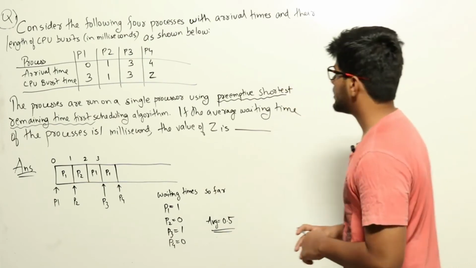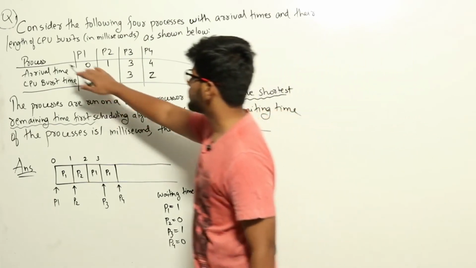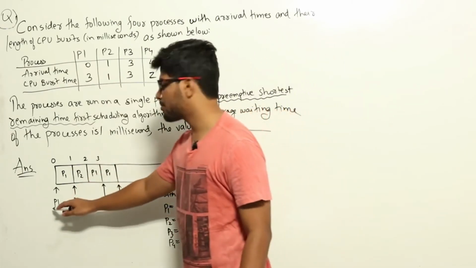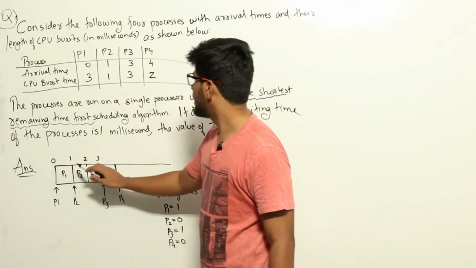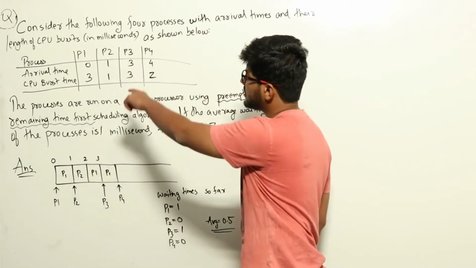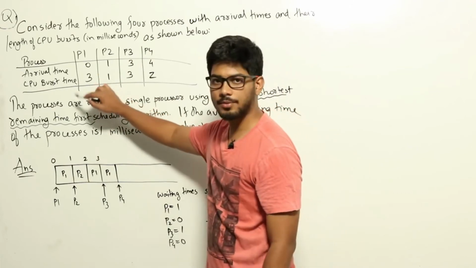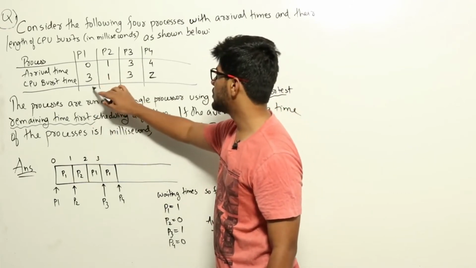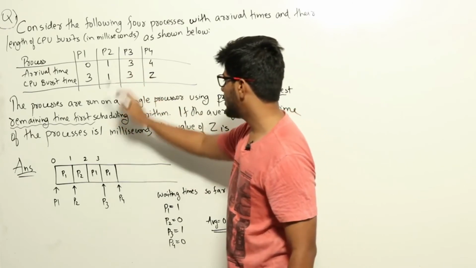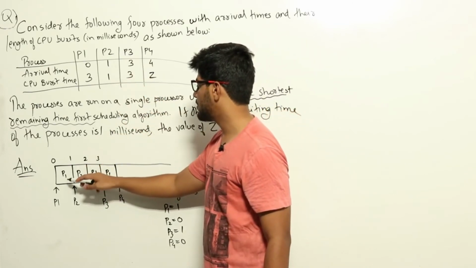Now based on that information, let us look at how these processes will be scheduled. Initially at time 0 we have only process P1, so we'll run that. At time 1 process P2 arrives. P1 had a total burst time of 3 milliseconds, so the remaining time is 2 milliseconds, but P2 has a remaining time of 1 millisecond, which is less than 2. So immediately P2 will get the processor.